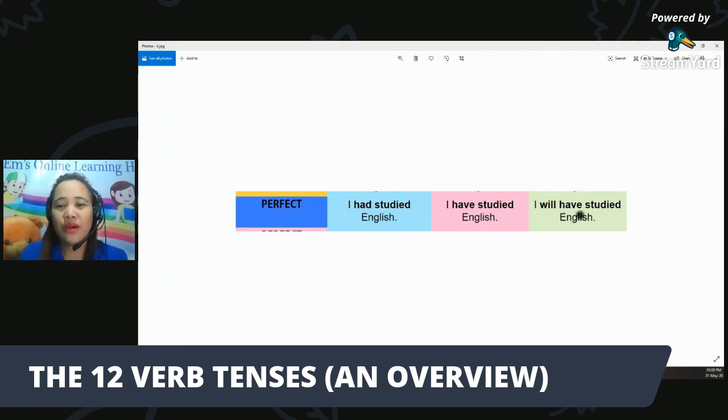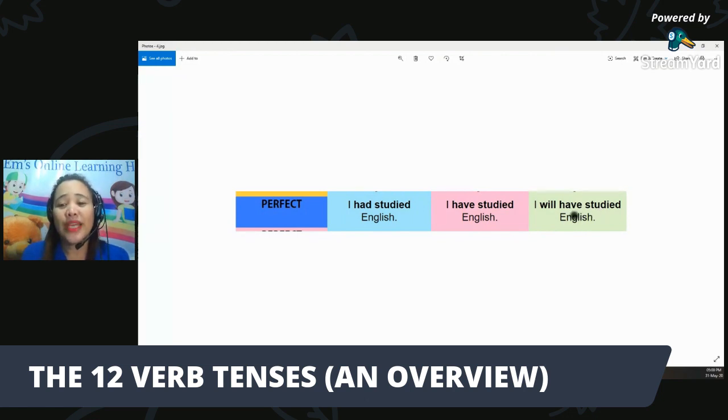Now, we'll have the future perfect. When will I use the future perfect? Take note of this one: I will have studied English. What's the use of will? Well, when we say future, we're going to say will. But what is the usage? What is the perfect timing? When are we going to use this one? I will have studied English.